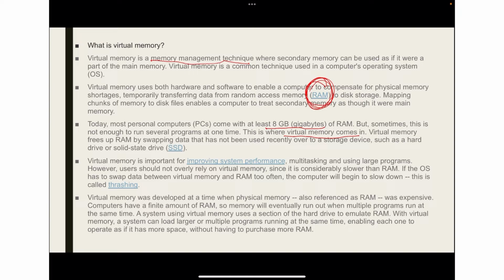Virtual memory was developed at a time when physical memory, also referred to as the RAM, was expensive and computers had a finite amount of RAM. So before, we only had limited storage for our RAM, 64 MB. So now, our RAM reaches 8 gig, and can even be doubled. So that is the case.